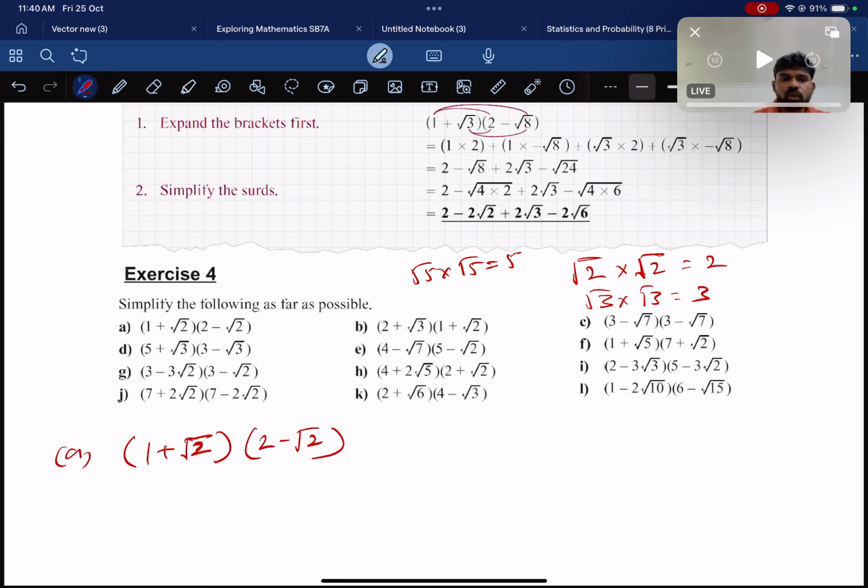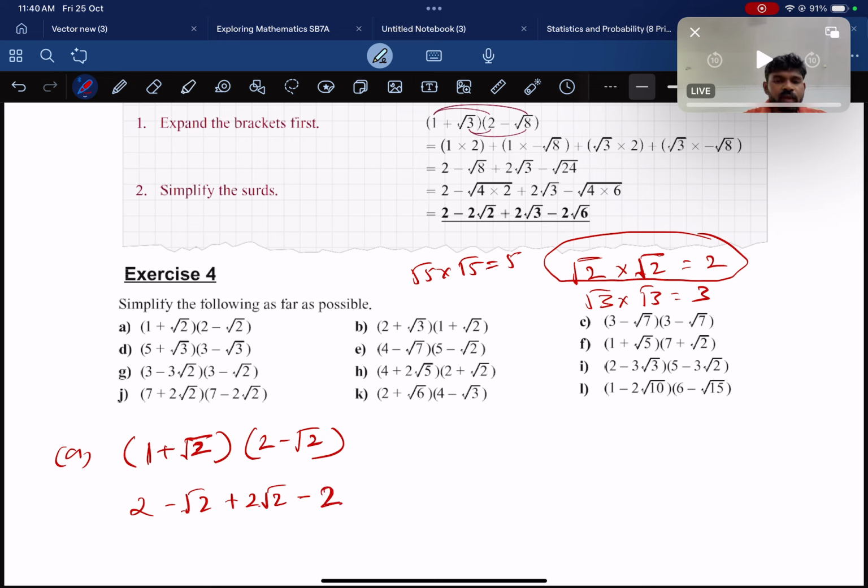So 1 times 2 is 2, and 1 times root 2 is minus root 2. Then when I multiply the second number, root 2, with 2 and with root 2, let's see what happens. Root 2 times 2 is 2 root 2. There is a plus sign, so it will be plus 2 root 2. And there is a negative sign, so root 2 times root 2, as I discussed, when you multiply the same surds, it will be the number itself. So root 2 times root 2 is 2.